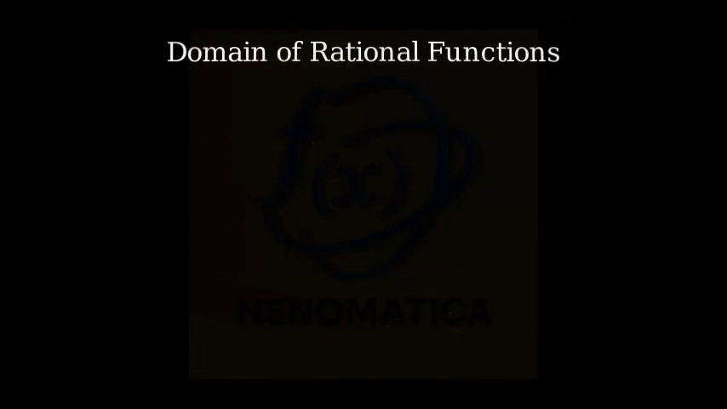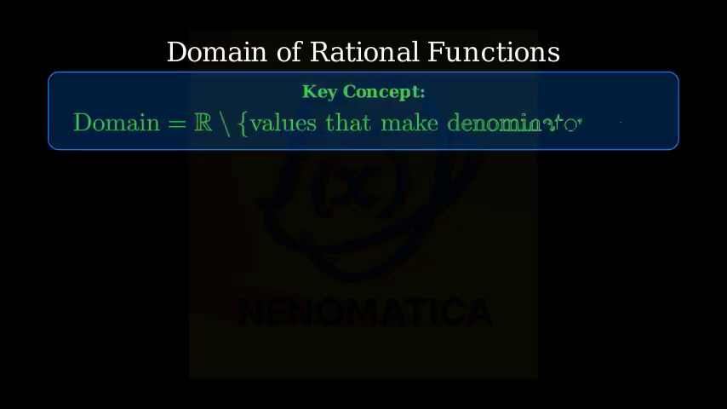A rational function is a fraction where both the numerator and denominator are polynomials. The key concept to remember is that the domain of a rational function includes all real numbers except those that make the denominator equal to 0. Let's look at our first example.